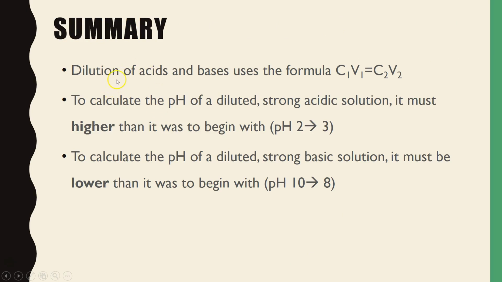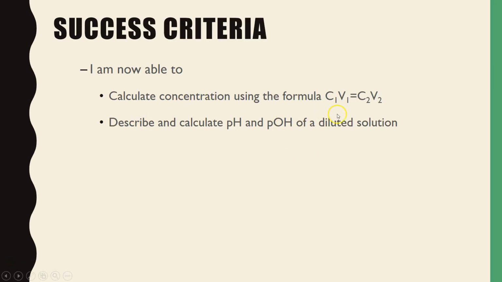So now we should understand dilution of acids and bases can be done with this formula. To calculate the pH of a diluted strong acidic solution, we must be having a gain in pH. The pH must be getting higher. So you start with a pH of 2 perhaps, you end with a pH of 3 or higher because it's diluted. To calculate the pH of a diluted strong basic solution, we must be getting a lower pH because we're starting with a high pH, say a 10, we move to an 8. You should now be able to calculate the concentration using this formula and describe and calculate pH and pOH.